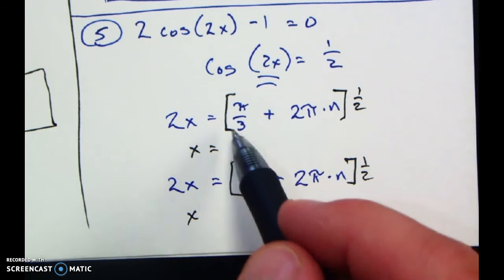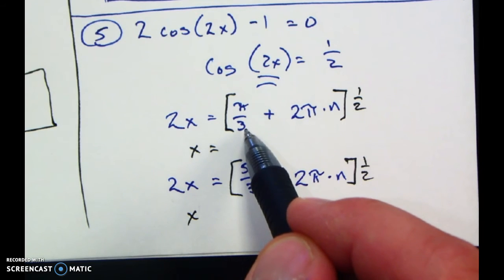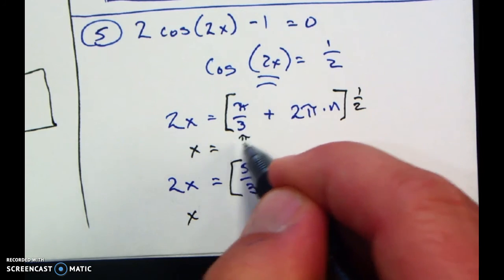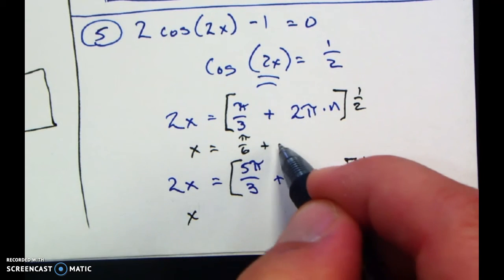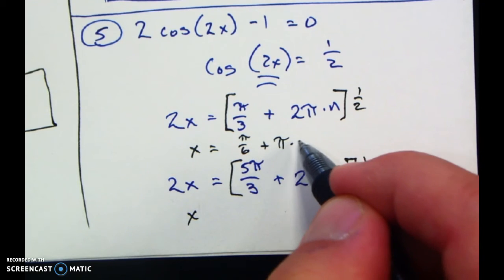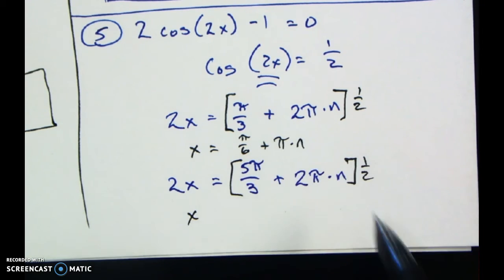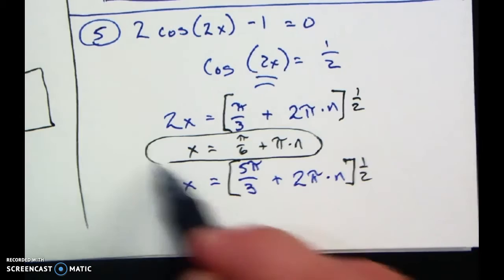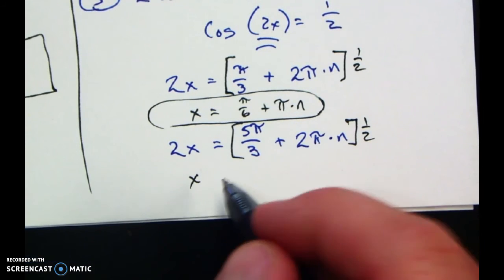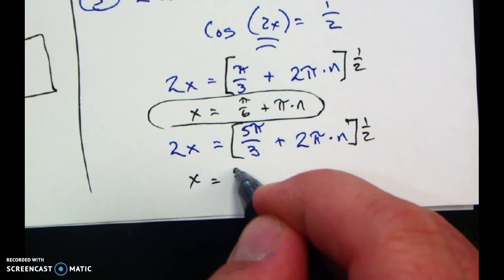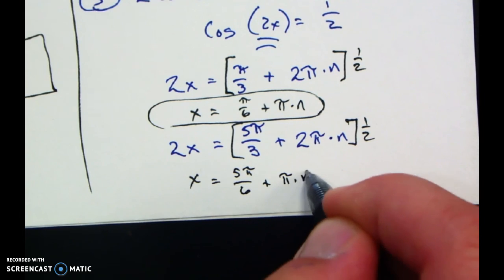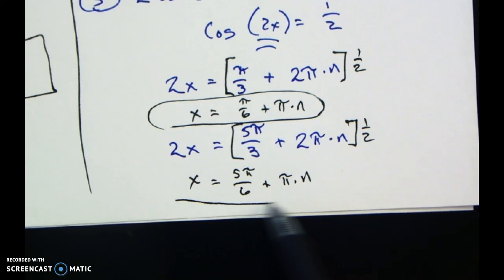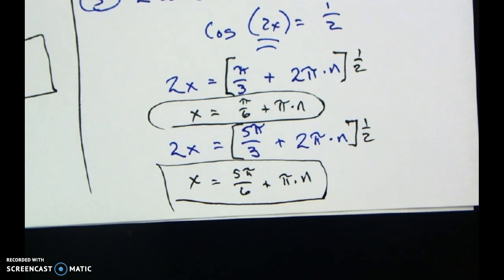So what we end up with on this side, I take the pi over 3 times 1/2 and I get pi over 6. But I also take half of this, so now we're saying that every single time we take a lap, or half a lap, we're going to get another solution. Same idea then here, when I multiply by the 1/2, I get 5 pi over 6 plus pi times n for all of those solutions.